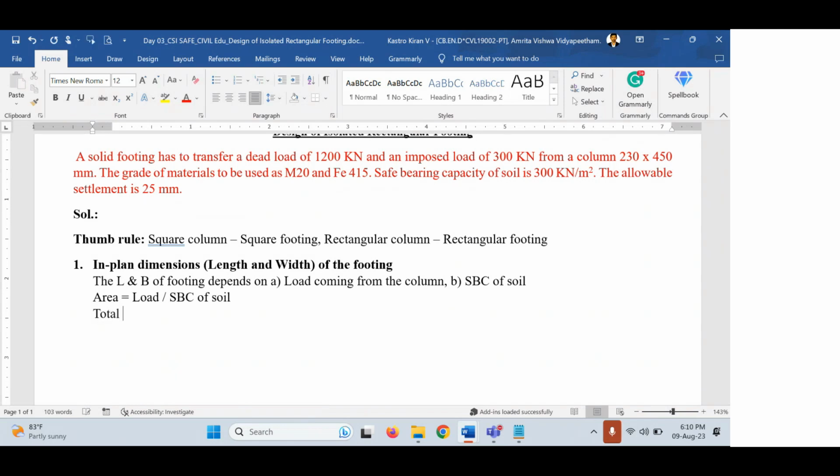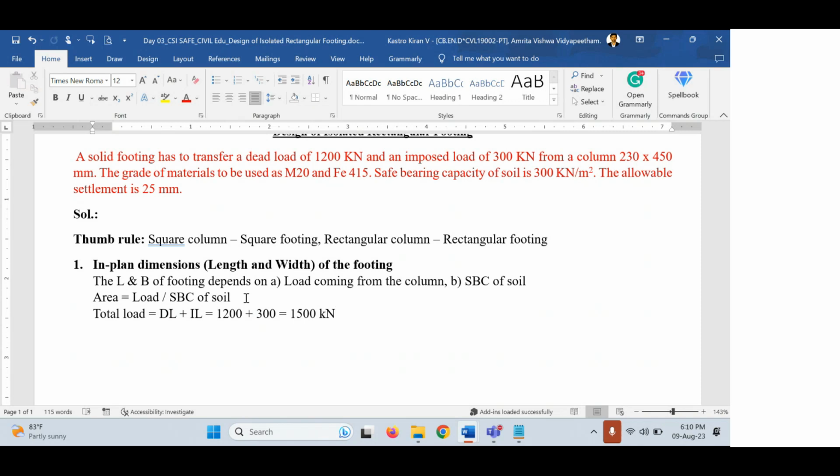Therefore, total load equals dead load plus imposed load. You can also call it a live load, so I'll just write it as IL, which represents imposed load. What is the dead load that is coming onto the structure? It is 1200 kilonewtons, plus the imposed load, which is 300 kilonewtons. So the total load that is coming onto the member is 1500 kilonewtons. We don't need to work with the factored load as of now. It's not required, especially when you are finding the in-plan dimensions. So this is the total load that is coming onto the structure.